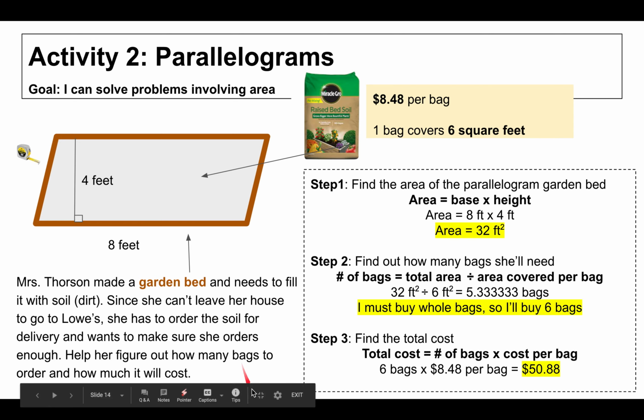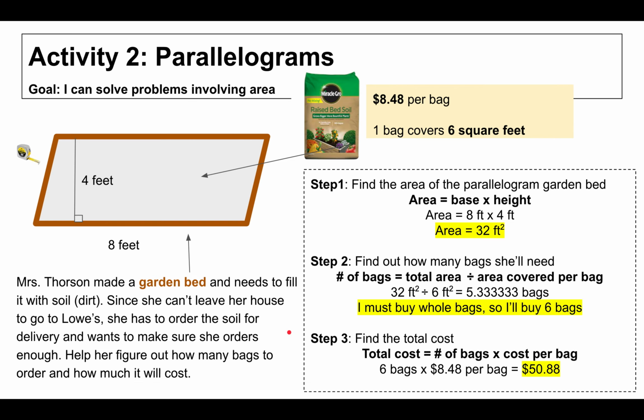Okay, here's the problem. Mrs. Thorson made a garden bed and needs to fill it with soil, which is just dirt. Since she can't leave her house to go to Lowe's, she has to order the soil for delivery and wants to make sure that she orders enough. Help her figure out how many bags to order and how much it's going to cost her.